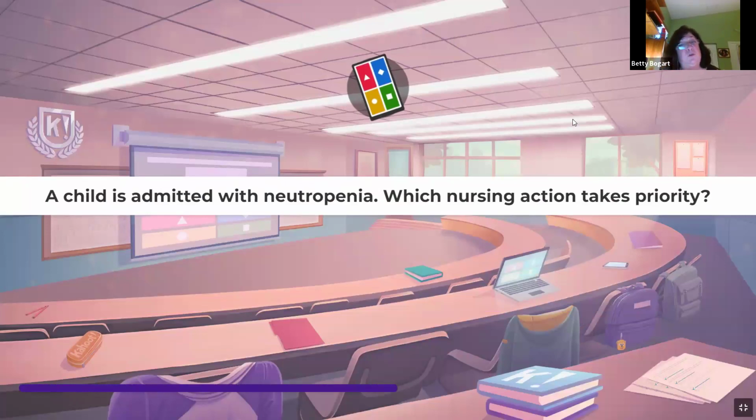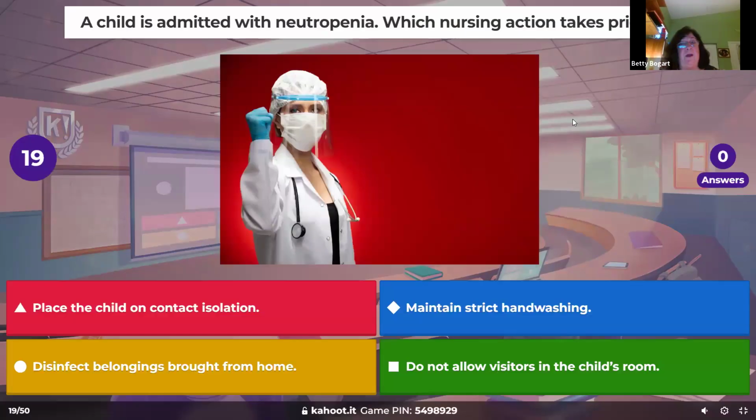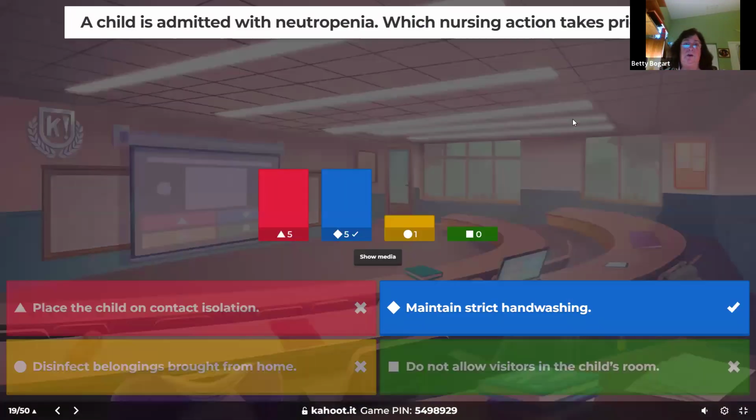A child's admitted with neutropenia. What nursing action takes priority? Remember, neutropenia is a low white count. What are white blood cells used for? To fight infection. If you don't have white blood cells, you're apt to get infection. So, hand washing. Always number one, hand washing.